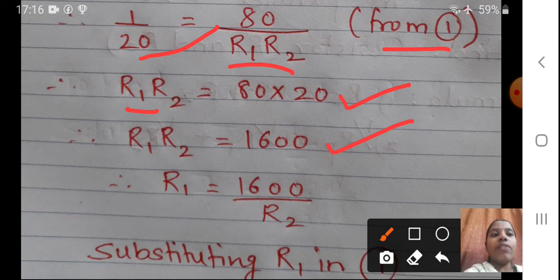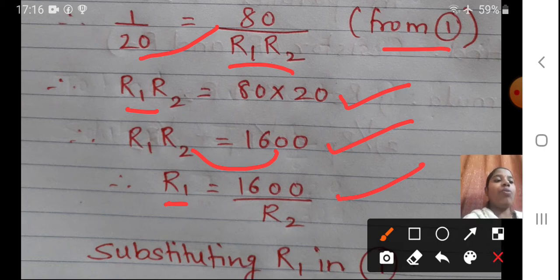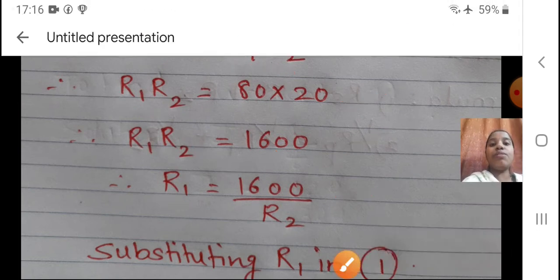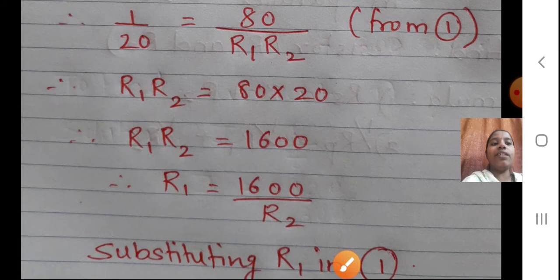So R1 is equal to, can I take this R2 down below here? Yes, it can go in division. So R1 is equal to 1600 upon R2. Simply I wanted R1 to substitute somewhere, so I have done it like that. Now students, when you solve all these steps in the notebook, you will understand it very clearly.